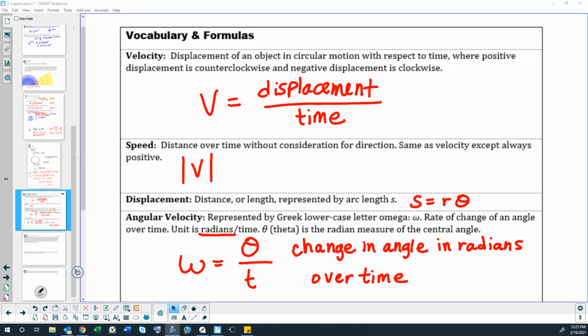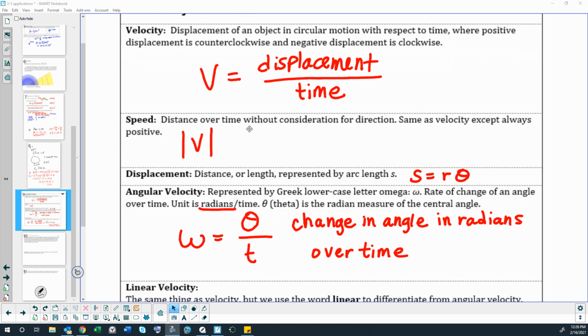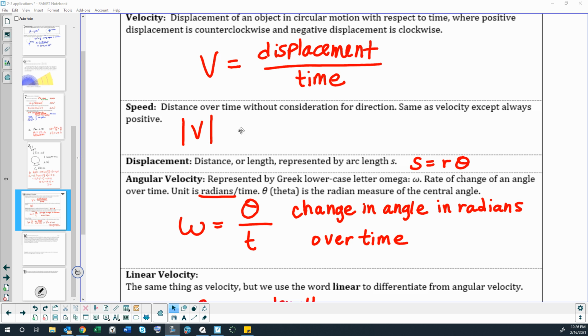Here are some vocabulary and formulas we need to be familiar with for dealing with velocity. So velocity is displacement of an object in circular motion with respect to time. Positive displacement is counterclockwise and negative displacement is clockwise. Speed is distance divided by time without consideration for direction. It's basically the same thing as velocity, but we don't care about the direction, so we just make it positive, which is why we use the absolute value.